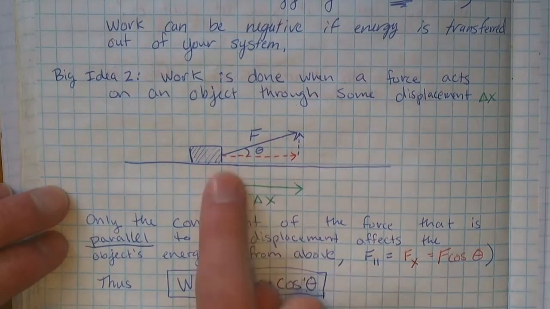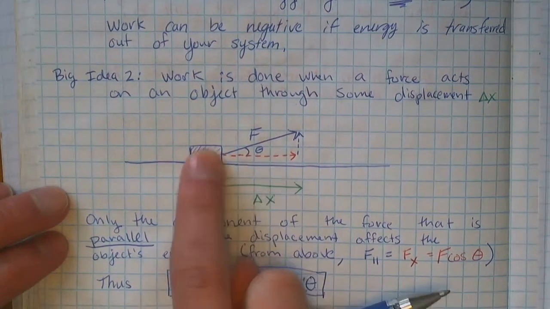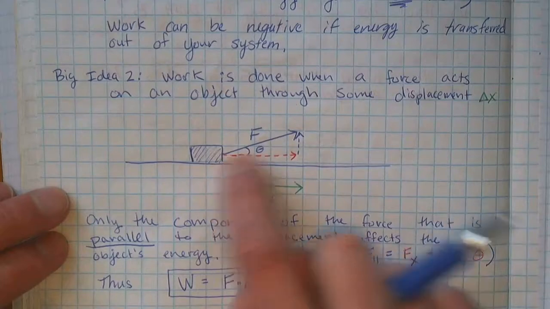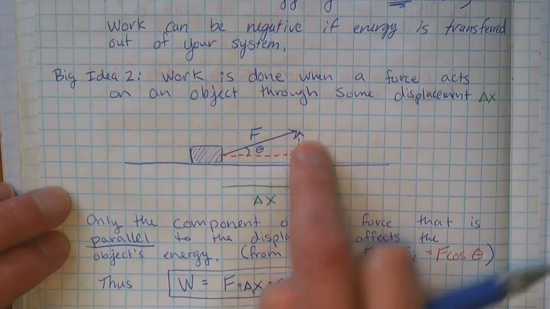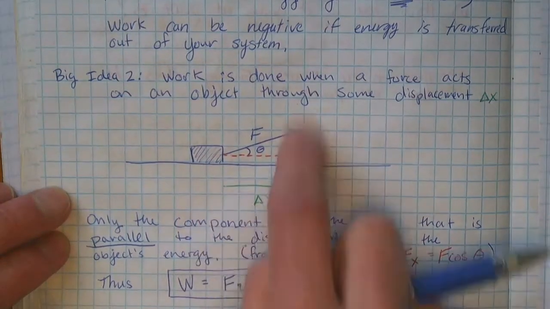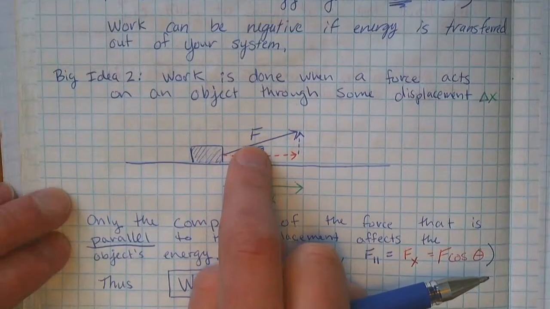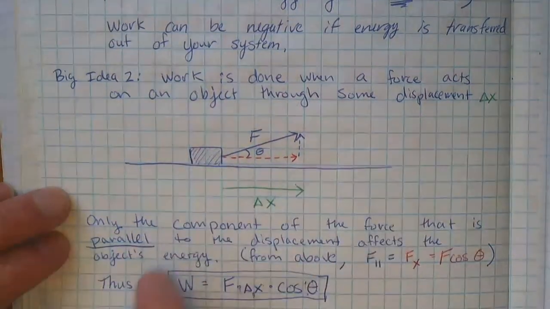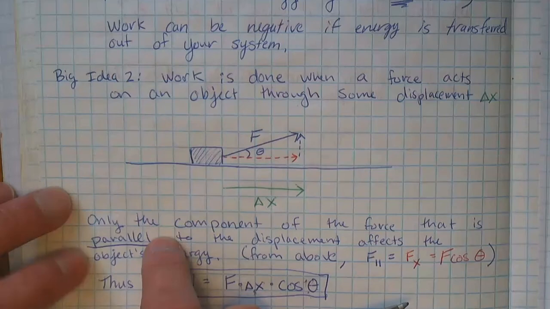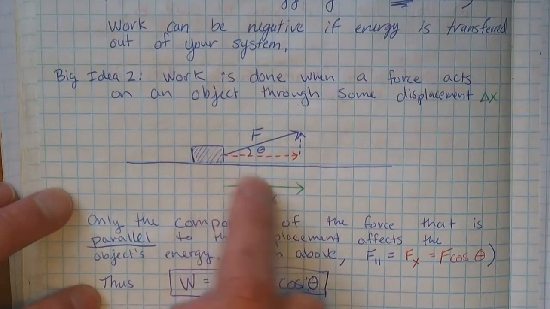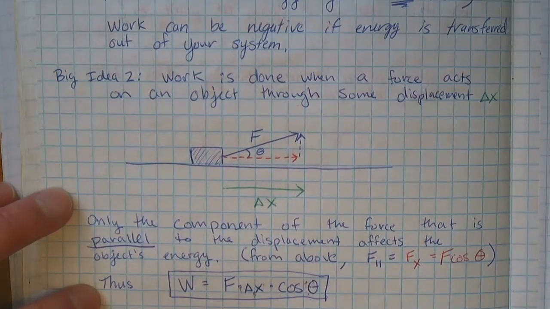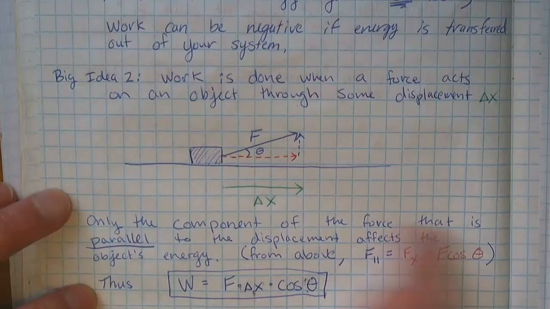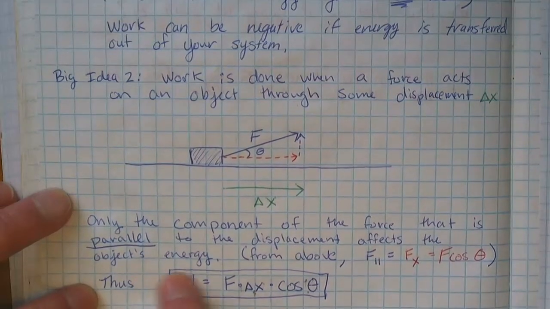So in the situation that we have right here, let's say we got a little block here. We got a force F being applied to that. The amount of work done would depend on how big the force is, and then also how far you pull it. You pull it further, you do more work, you add more energy, and so that's kind of the idea there. So only the component of the force that is parallel to the displacement affects the object's energy.